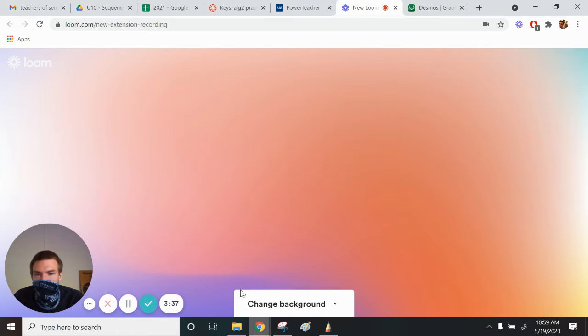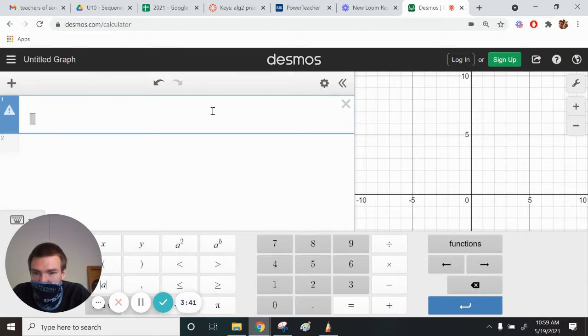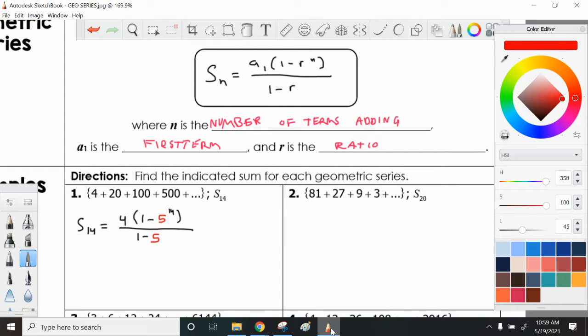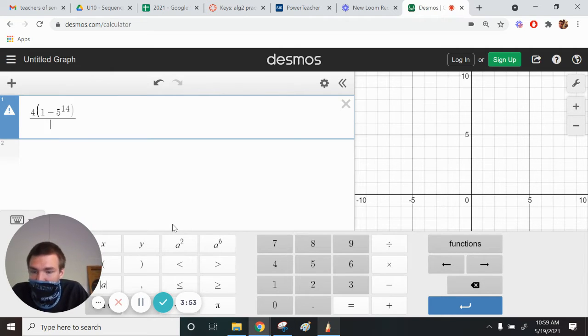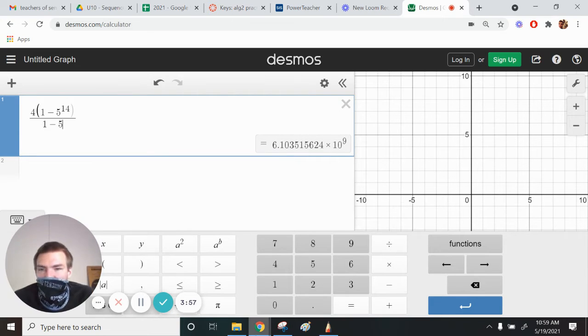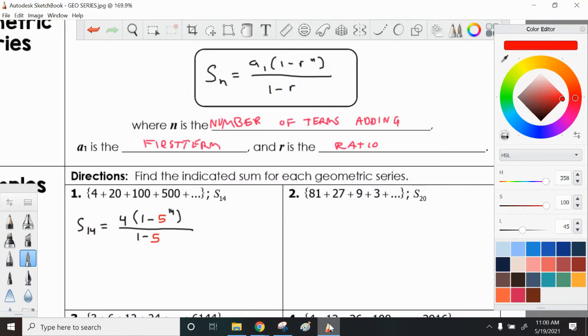So let's go to Desmos and type this in. That would be a fraction where we need A1, so we need 4 on top times 1 minus 5 to the power of 14, and on bottom, 1 minus 5. You can see when we've done that, we've gotten some scientific notation here, and it kind of sucks because scientific notation is annoying and isn't necessarily the number that we want to see. We would need to go ahead and move this decimal point 9 spots. And just so you guys know, moving this point 9 spots is going to make you a giant number, maybe even billion. So let's just write it as 6.103 times 10 to the power of 9.